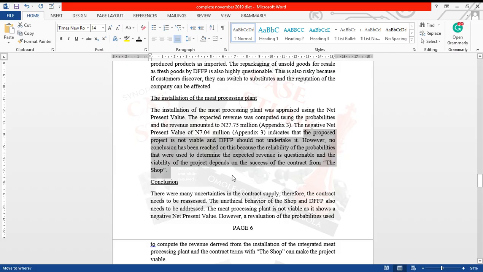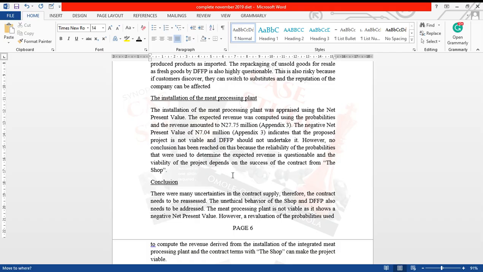However, no conclusion has been reached on this because the reliability of the probabilities that were used to determine the expected revenue is questionable, and the viability of the project depends on the success of the contract from the shop. Because we were told in the question paper that the installation of the integrated meat processing plant is as a result of the contracts from the shop. So the success of the installation of the meat processing plant depends on the contract from the shop.